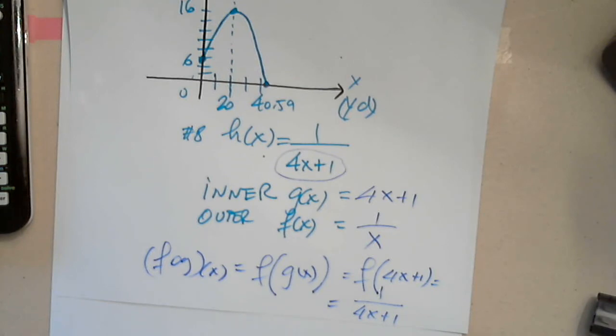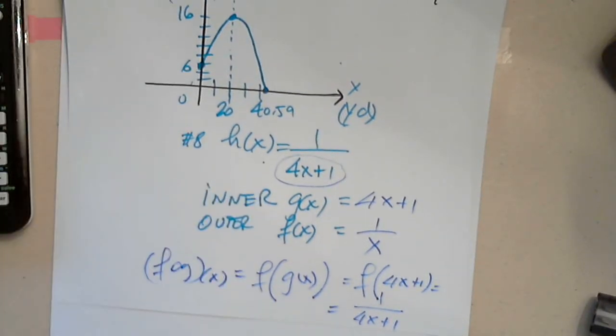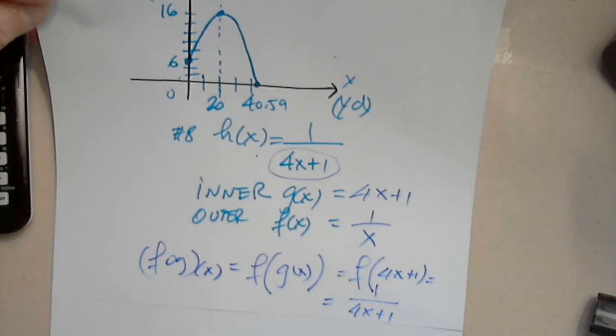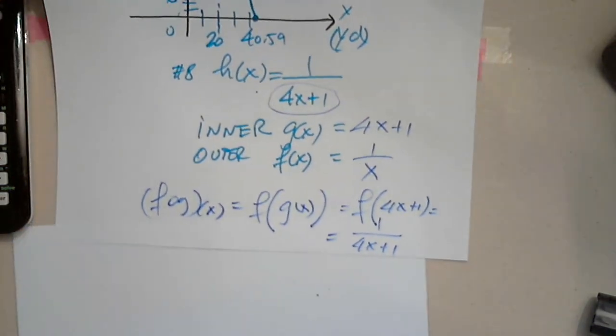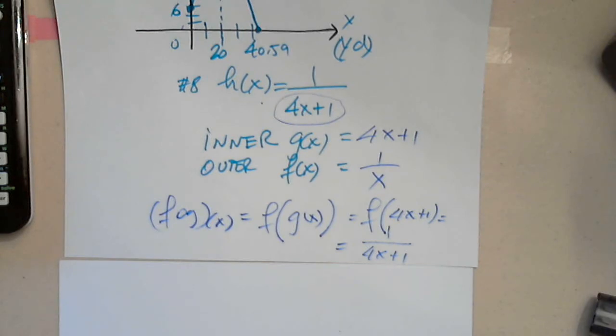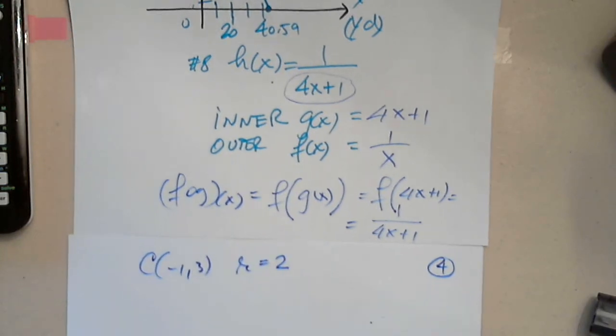What about the next problem, which is the equation of the circle? Any questions on this? Is that okay? Okay, let's look at the equation of the circle then. So we have a center, -1, 3, and the radius is 2.